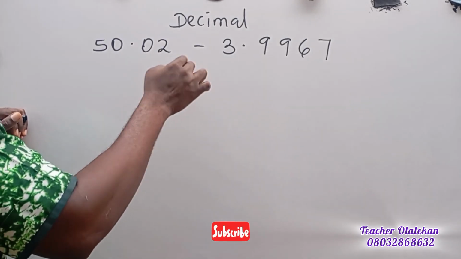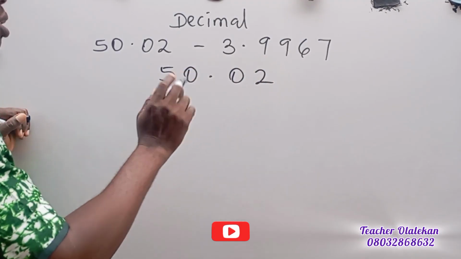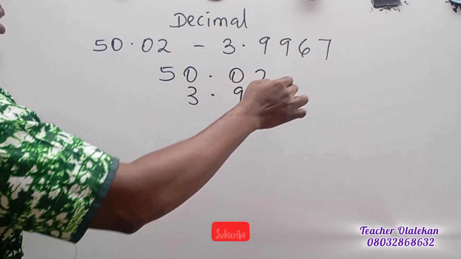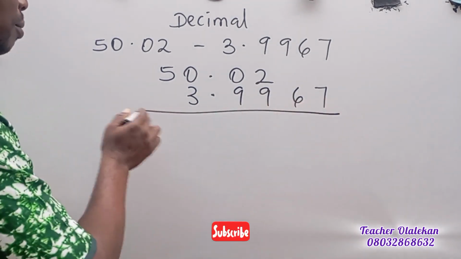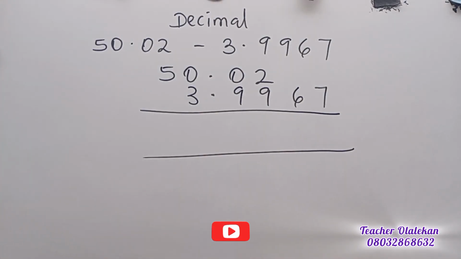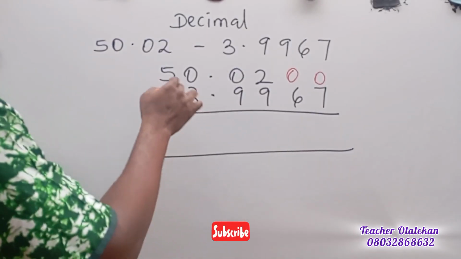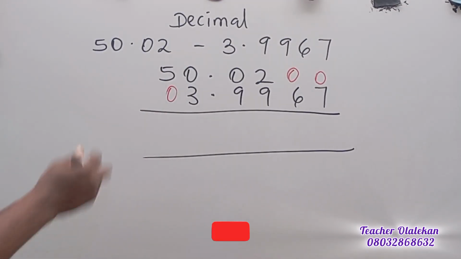So that becomes 50.02. Then we have 3.9967. So do not forget to split your figures out, and you arrange neatly. So fill empty places with zeros, and you are free to take away now. So now let's do the subtraction.